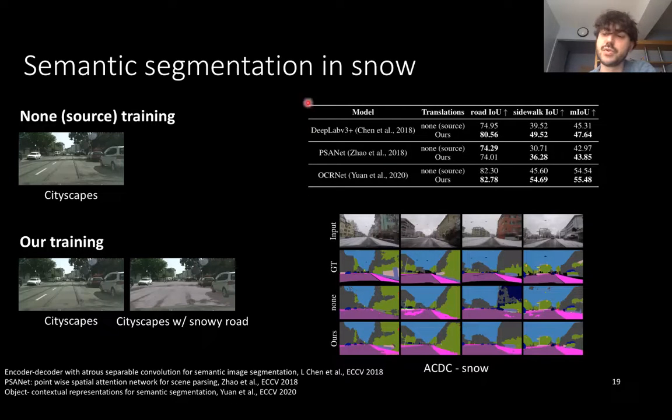For doing this, we use three baselines, so DeepLabV3+, PSANet, and OCRNet. In this case, we evaluated that we increase the intersection over union of the three systems by a fair margin, if you consider that we trained the system using only 15 images. I'm talking about the augmentation one. We also increase the performances on road and sidewalk by a good margin in this case.